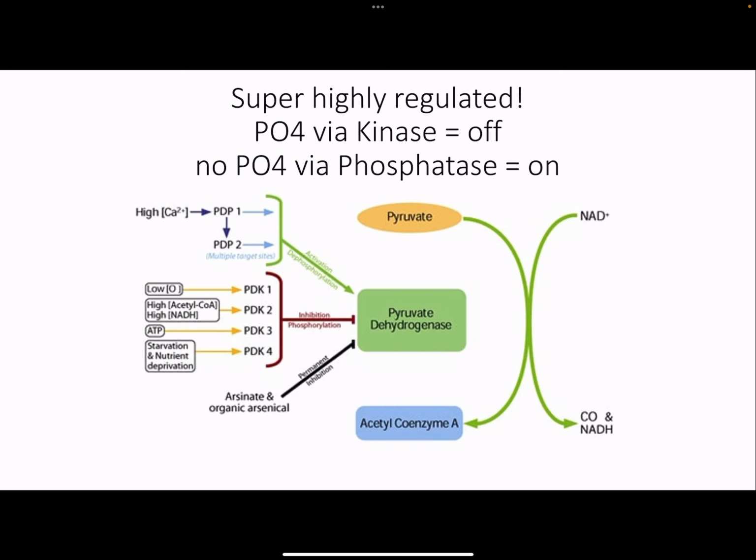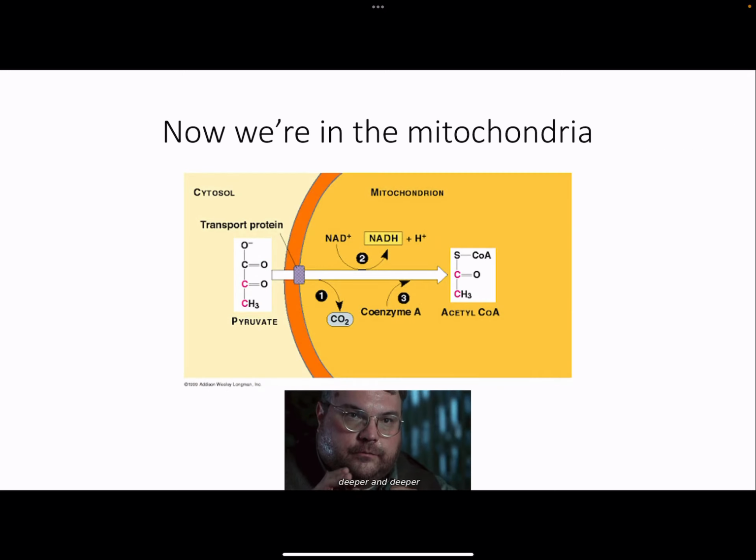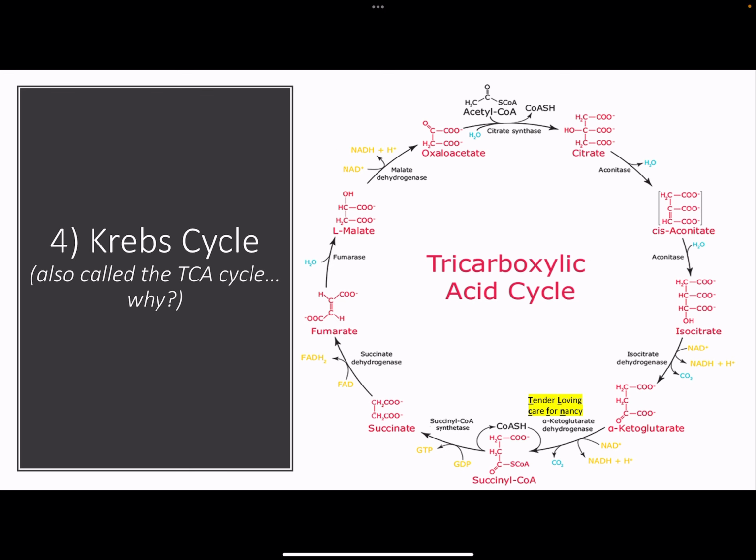Super highly regulated PDH, maybe the most highly regulated enzyme of metabolism. I would know that if you put a phosphate on it with a kinase, that's going to turn it off, and if you use a phosphatase to take off a phosphate, that's going to turn it on. So this is like a catabolic enzyme, and I would kind of recall that this is like a general pattern. We'll get much more in detail into this later, that for catabolic enzymes, having a phosphate means they're off and no phosphate means they're on.